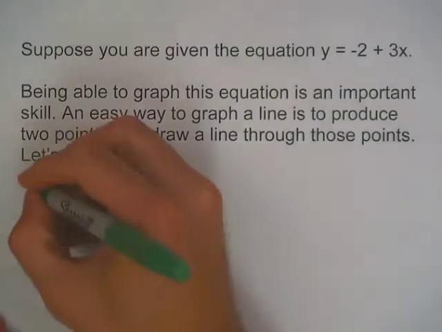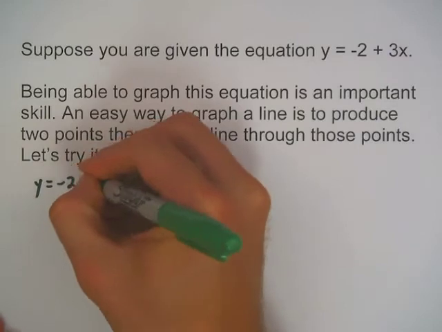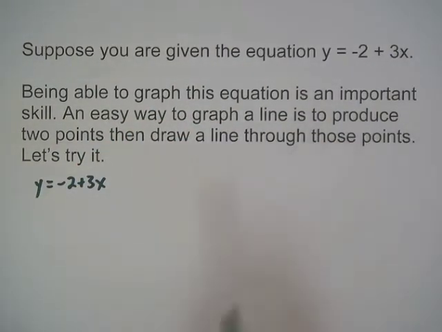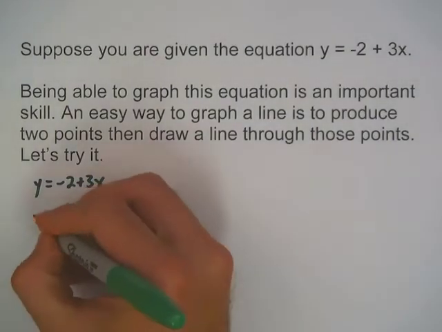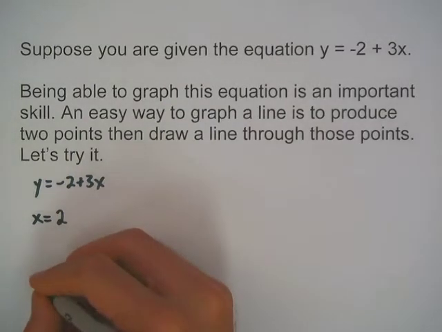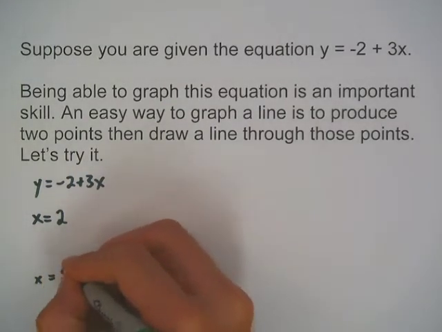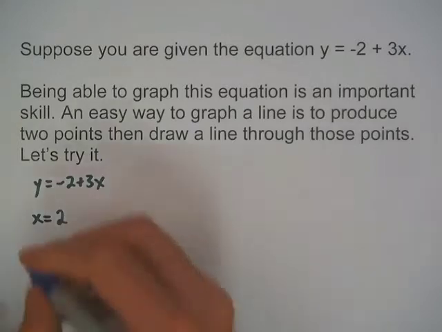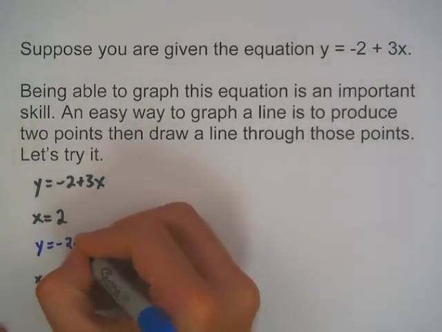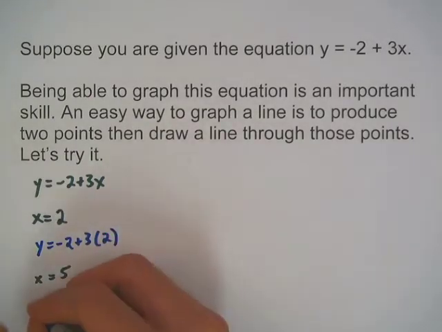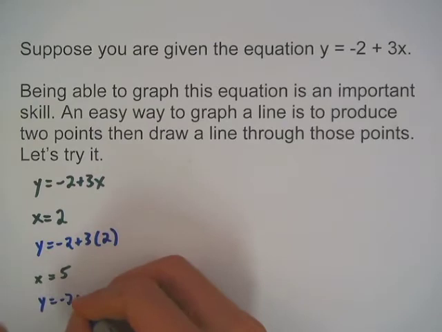Let's try it. Let's start with this equation, y equals negative 2 plus 3x. Again, all we need is 2 points. So let's determine 2 points, and you can really pick any x values you want. The values I'm going to pick are x equals 2 and x equals 5. To get the y values, all we need to do is substitute the x value into the equation. So this is going to be negative 2 plus 3 times 2, and negative 2 plus 3 times 5.